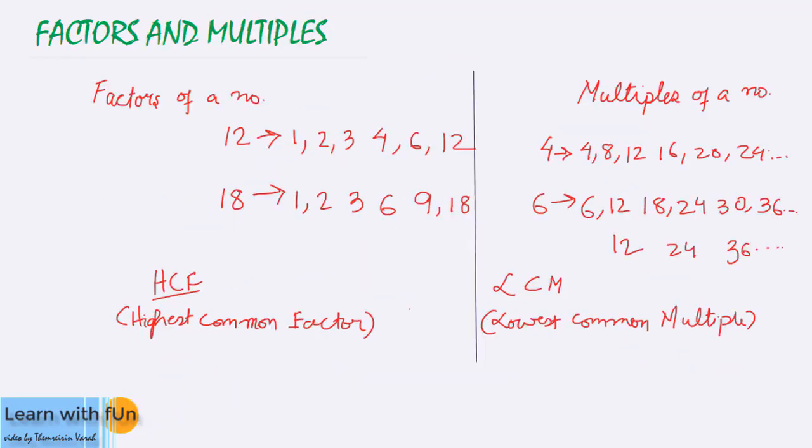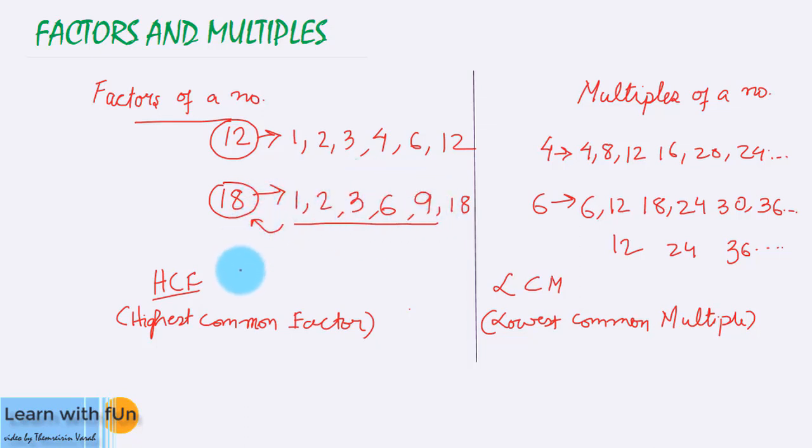Okay, now we shall look at factors and multiples. What is a factor of a number? Factors of a number are all those numbers which can divide the number. Let's take the example of 12. 12 can be divided by 1, 2, 3, 4, 6, and 12. Similarly, for 18, the factors would be 1, 2, 3, 6, 9, and 18, since all of these numbers can divide 18.